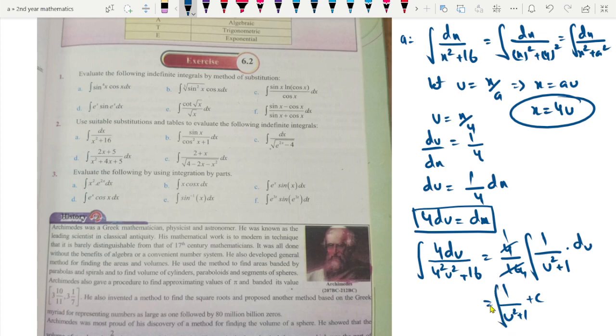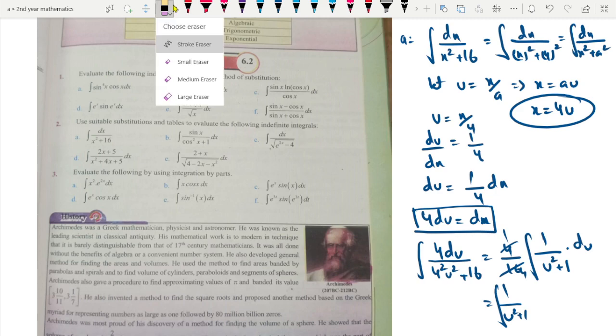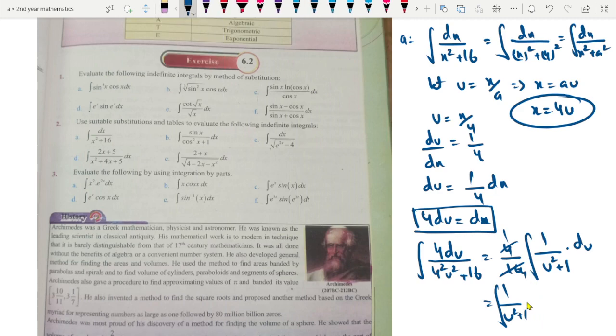When you take the derivative of tan inverse of u, you will get this one. So this is equal to tan inverse of u plus c. Put the value of u, which is equal to x divided by a. So tan inverse x divided by a plus c. So you can solve it by letting u is equal to x divided by a, or you can also solve it by letting x is equal to a tan theta.